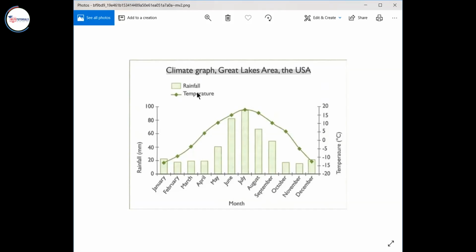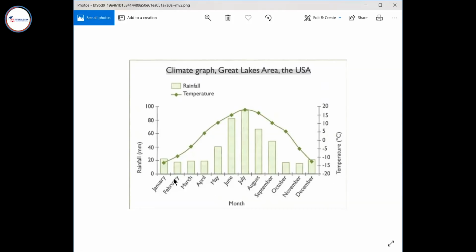Use fillers. What are the fillers? Fillers are the normal sentences that you and I speak daily. So I got caught now. See, I got caught. Okay, the dual line and bar graph shows climate graph, that is for the area of Great Lakes, and the research was conducted in the United States of America.